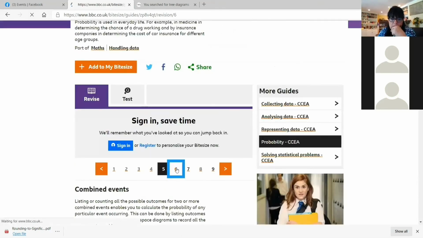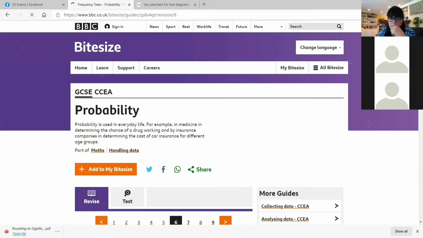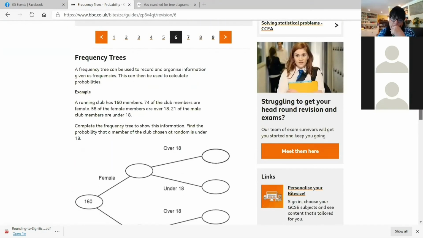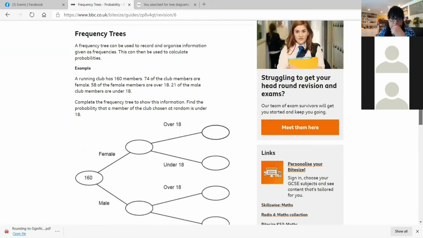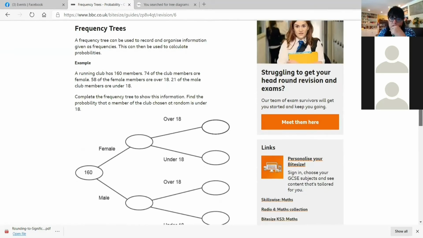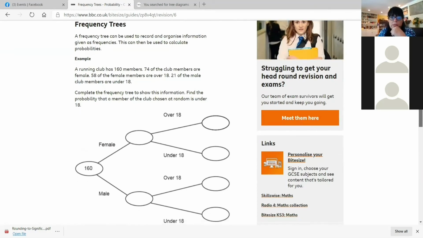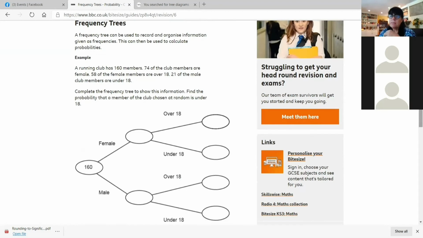I'm trying to find my tree diagrams. They were here. Okay, so there we go. Here it says the frequency tree can be used to record and organize information given as frequencies. So they say running club has 160 members, 74 are female, 58 are male. So obviously you're going to separate it like they have, right, over here.